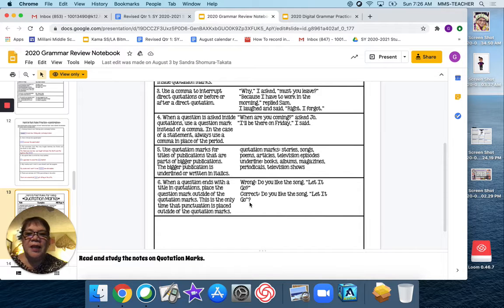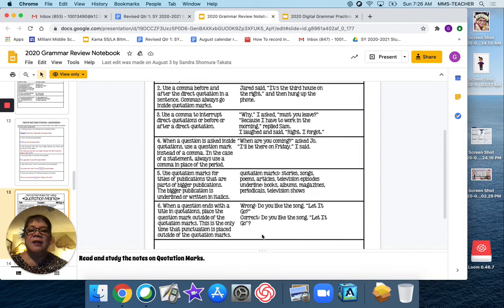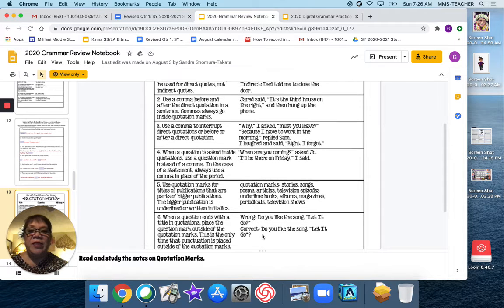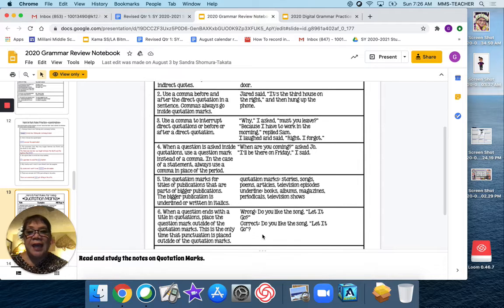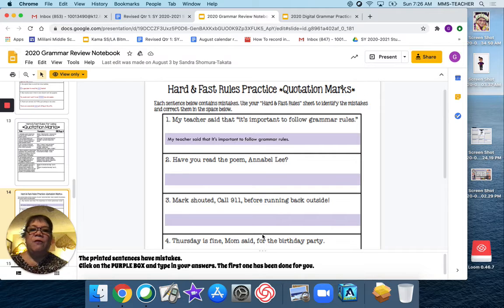Okay, so there are 6 rules for quotation marks. Familiarize yourself with them. And as you go over them again, let's go ahead and practice your review for quotation marks. Now, again, let's read the directions before we get started. It says, each sentence below contains mistakes. Use your hard and fast rules sheet to identify the mistakes and correct them in the space below.